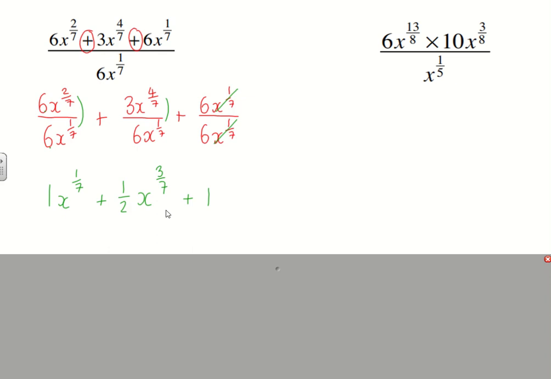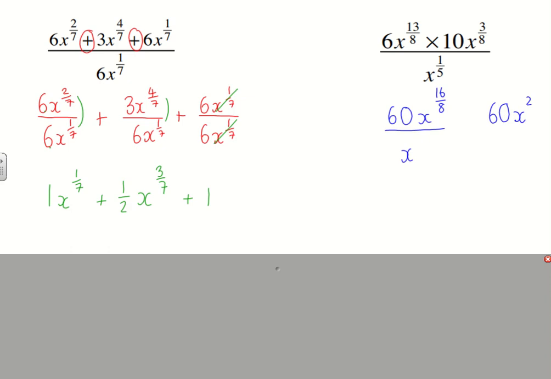The next one here is a multiplication, and I can multiply together when I've got different powers. So I don't need to split this one up like I did with the adding. I can actually simplify the top using the multiplication rules and then divide by the bottom afterwards. So we've got on the top, 6 times 10 is 60. x. Now I've got 13/8 add 3/8, which is 16/8. Now the key to this is realizing that 16/8 is just 2. So 60x squared, all divided by x to the power of 1/5.